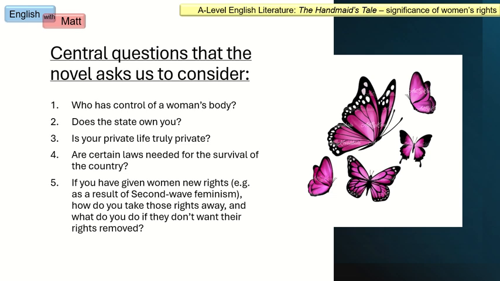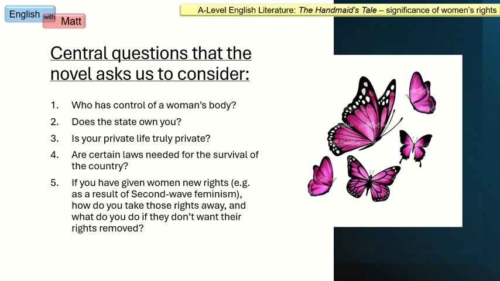And finally, and this is why we have pictures of butterflies here, if you give women new rights, for example rights that have come from campaigns in the Second Wave Feminism, how do you take those rights away? And once you have given women the taste of more rights than they had before, what do you do if they do not comply? In other words, if the butterflies are flying around the room freely, how are you going to get them all back into the box again easily?